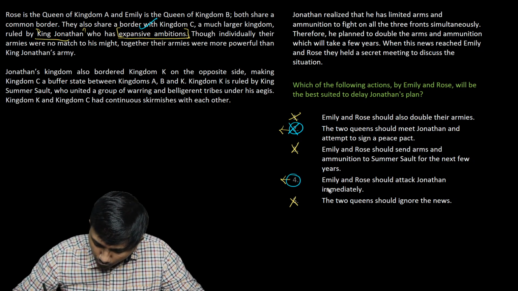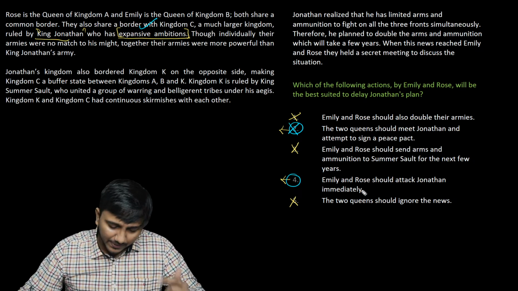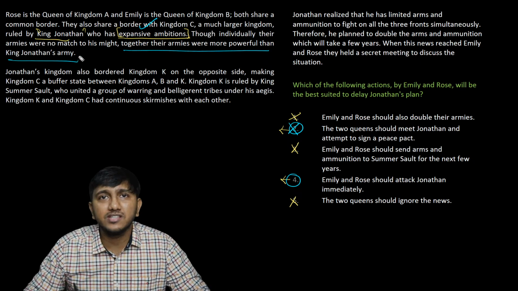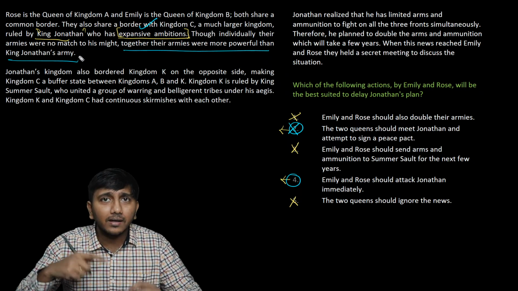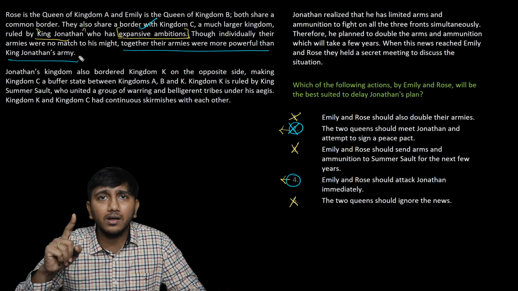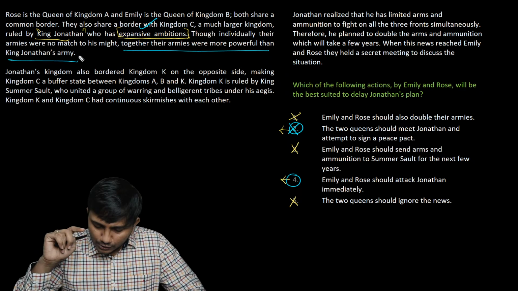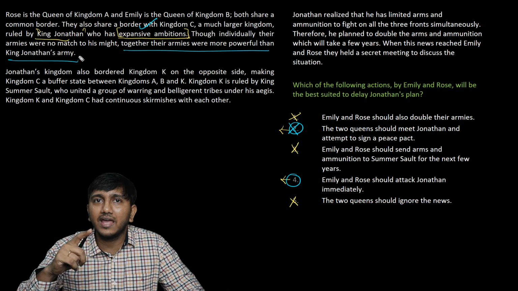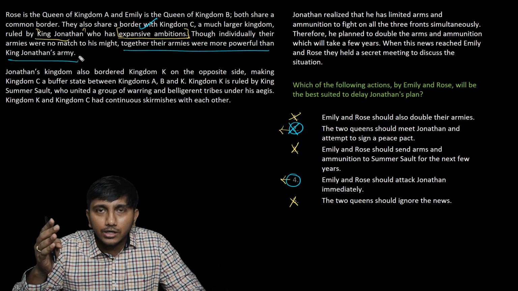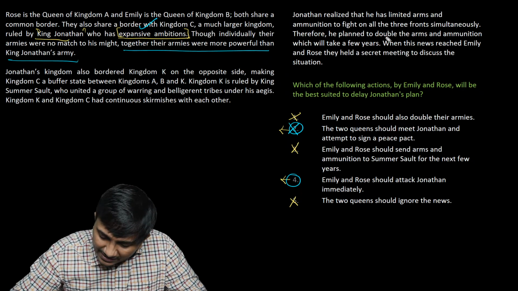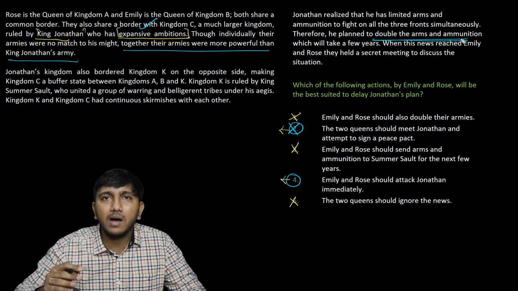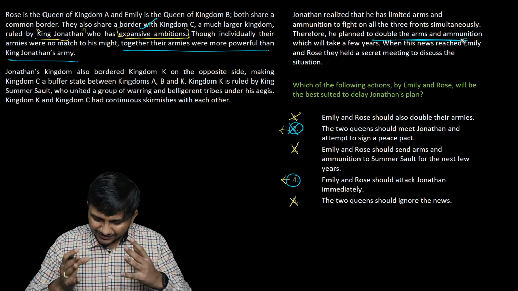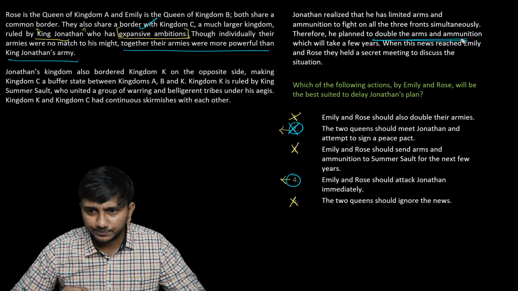Now, coming to option 4, Emily and Rose should attack Jonathan immediately. And it is given that together their armies were more powerful than Jonathan's army. So if these 2 queens come together, they're going to build an army that is stronger than or mightier than Jonathan's army. So they might be able to defeat Jonathan. At least they will be able to decimate his army, and hence his doubling plans will get delayed because his arms and ammunition will definitely come down after they go for an attack. Okay, so the best option we have is option 4 for this question.